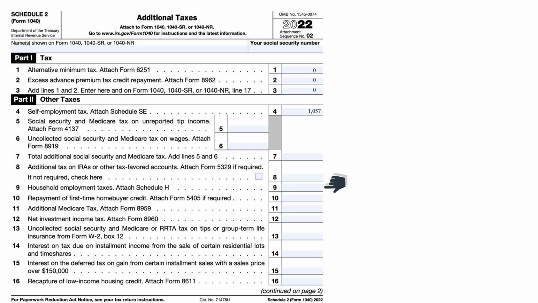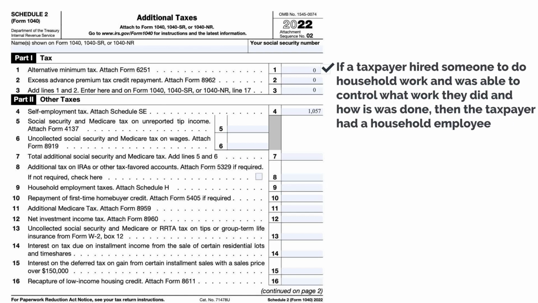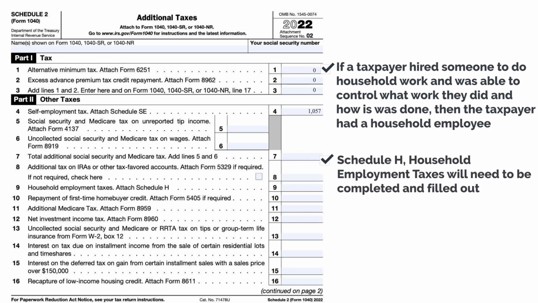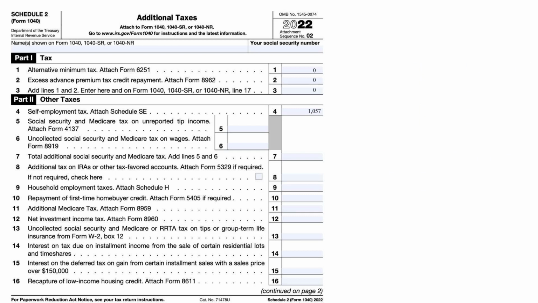If the taxpayer hired someone to do household work and was able to control what work they did and how they did it, then the taxpayer had a household employee. Once the taxpayer determines that the household employment taxes will need to be paid, then Schedule H, household employment taxes, will need to be completed and filed. The instructions to Schedule H and form can be reviewed, which include the wage limits used to determine if Schedule H must be filed. Line 10 is for repayment of the first-time homebuyer credit.